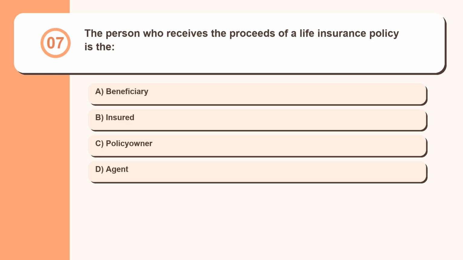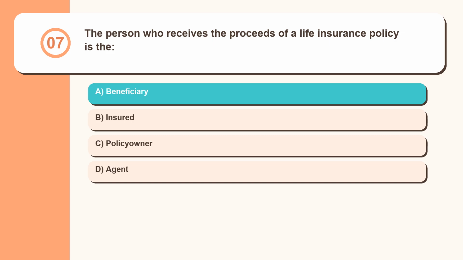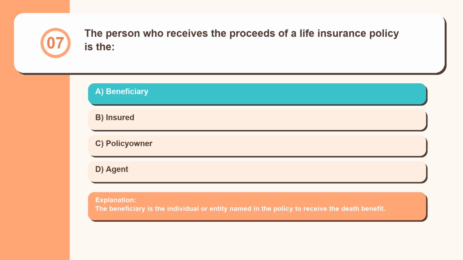Question 7. The person who receives the proceeds of a life insurance policy is the beneficiary, insured, policy owner, agent. The beneficiary is the individual or entity named in the policy to receive the death benefit.